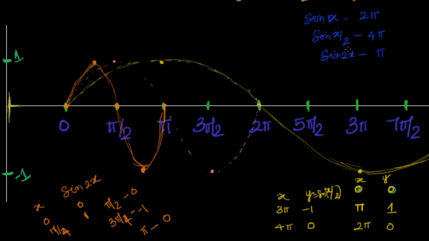That means if the coefficient before x is increasing, the period is decreasing. If the coefficient is reducing, then the period is increasing. That means they are inversely proportional. So the easiest way to remember is, if you see 1 into 2 pi, here it is 1 by 2 into 4 pi, here it is 2 into pi.